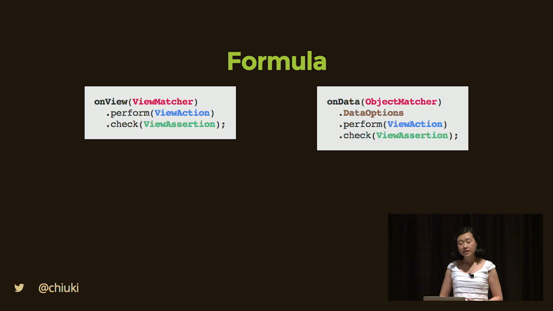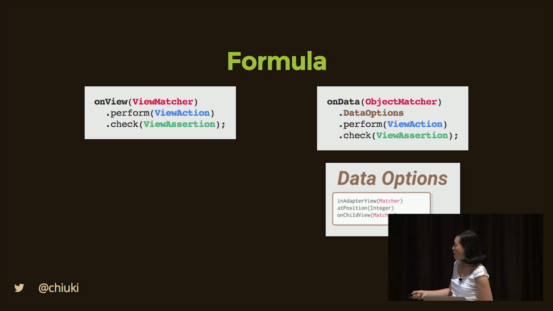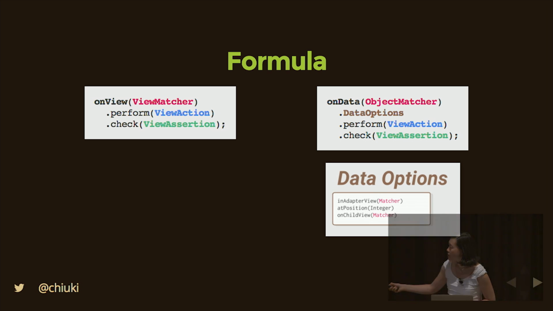So the way onData works is that instead of looking for a view, it will look into the data, essentially your array. For example, if you're displaying an array of strings, it will look for strings rather than views, like text views. And the data options, I hope you can see it, are things like inAdapterView. So even if you're just blindly looking at the data, but you have multiple adapter views, multiple list views in your app, then it doesn't know which one you're trying to match.